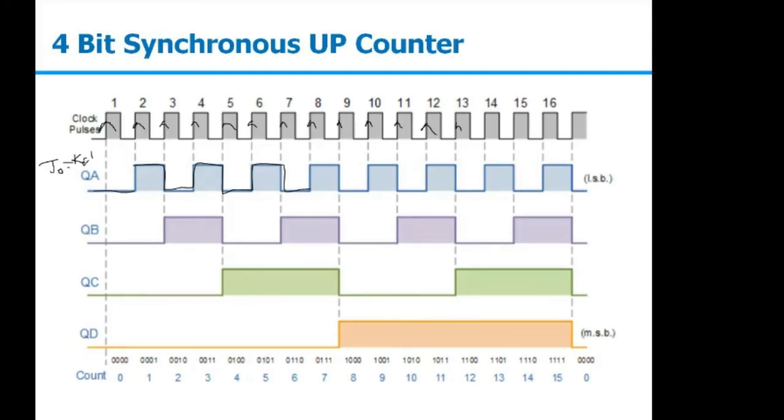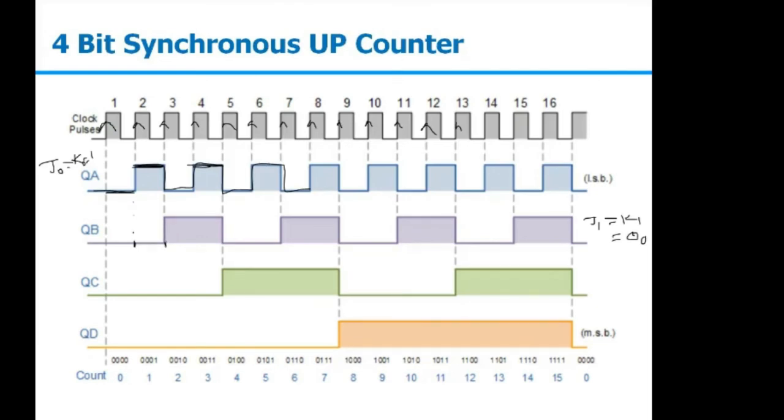QB will depend on the value of JB or KB, or you can say J1 K1. And what was my J1 K1? J1 was equal to K1 was equal to Q naught. So it means whenever this positive level is there, only then toggle will occur at the occurrence of the clock. So when you will see at this point here, when the second clock is there, at this point my QA is 0, so J1, K1 is 0, so there is no toggle, it is the hold condition.